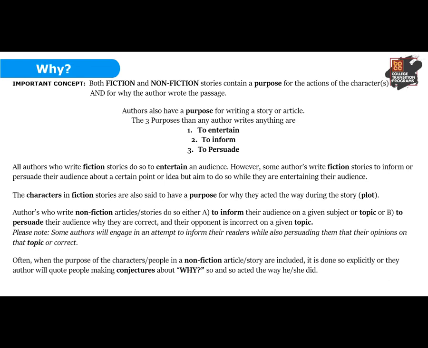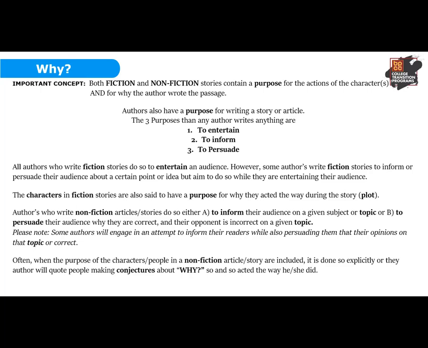Why? Both fiction and nonfiction stories contain a purpose. Either that purpose is for why the characters did something or will do something, or why the author wrote the story. On the HiSET, you will be asked, why did the author write the story? Now, to get us started, authors have three purposes for writing a story or an article. Three main purposes: to entertain, to inform, or to persuade.